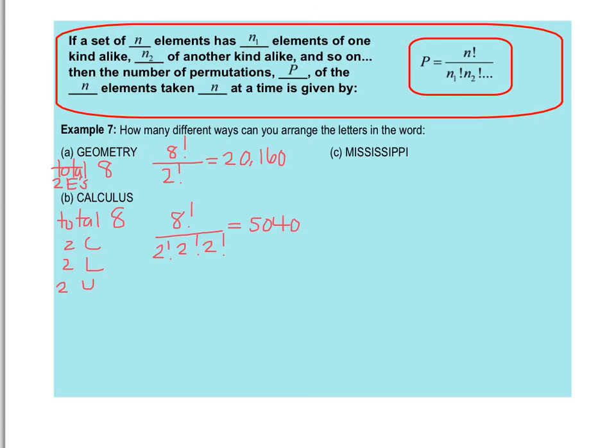Finally, let's look at Mississippi. The total number of letters is 11, but we have 4 I's that are repeating, we have 4 S's that are repeating, and 2 P's. So I'll take the total number of letters, 11 factorial, divide out 4 factorial for the I's, 4 factorial for the S's, and 2 factorial for the P's. And in that case, I'm left with 34,650 arrangements.